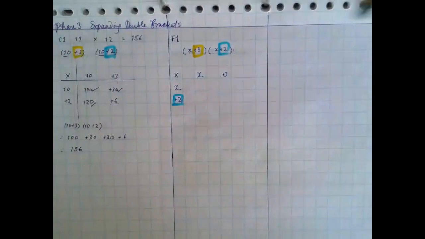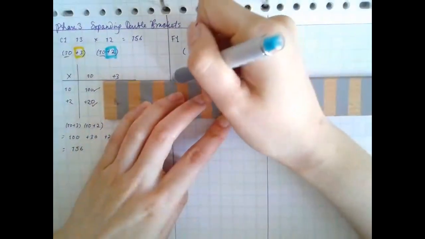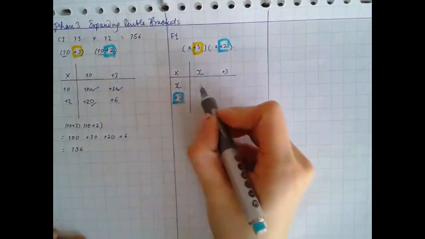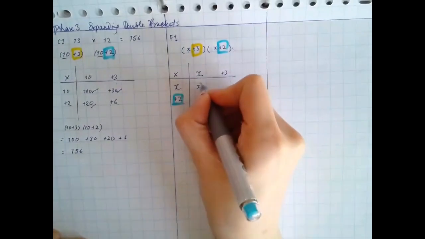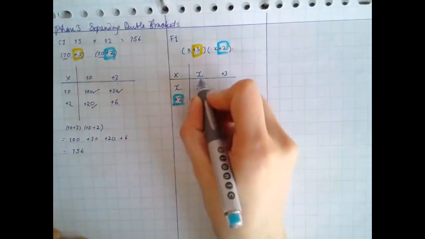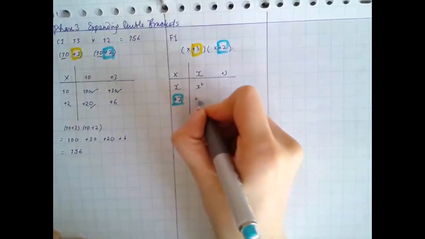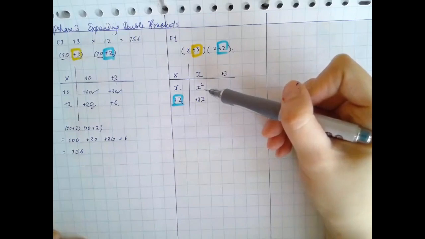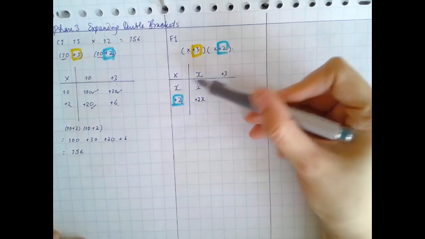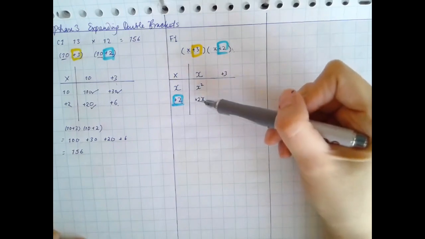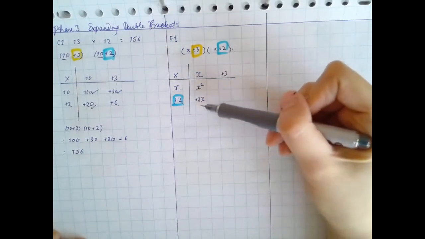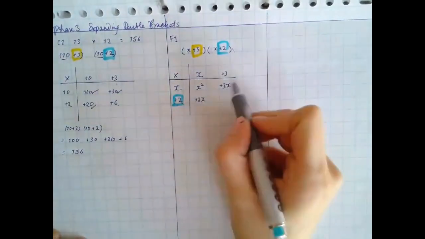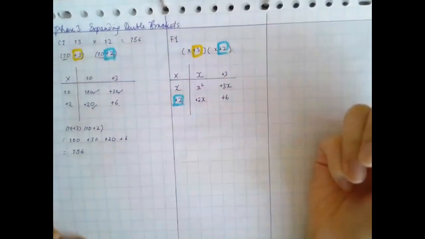Okay, into the grid. X multiplied by x is x squared. Positive 2 multiplied by x is positive 2x. Just take a moment. These two products should be different. This is x squared because it's x multiplied by itself. But this is 2x because it's x multiplied by 2. Okay, this is x multiplied by positive 3, so that's a positive 3x. Positive 2 multiplied by positive 3 is positive 6.